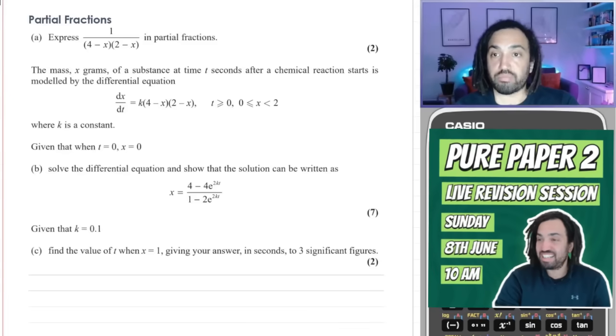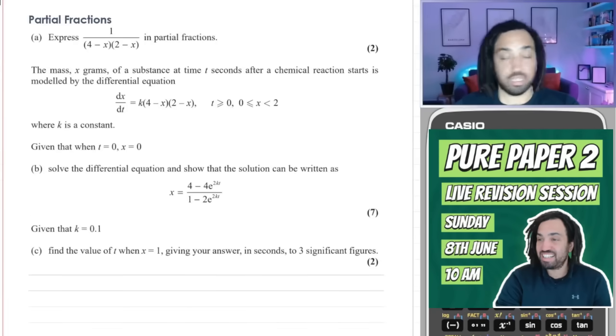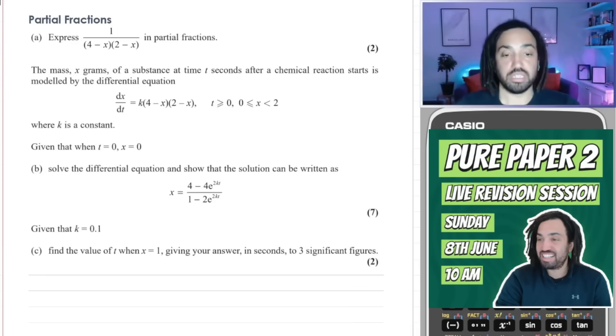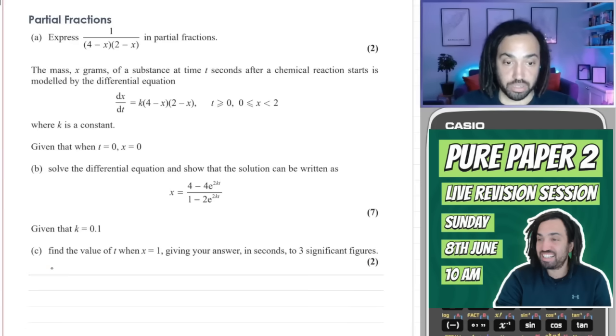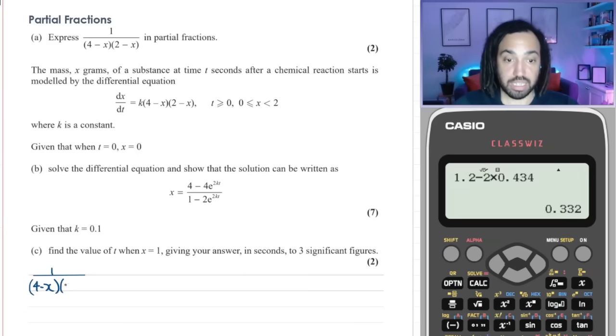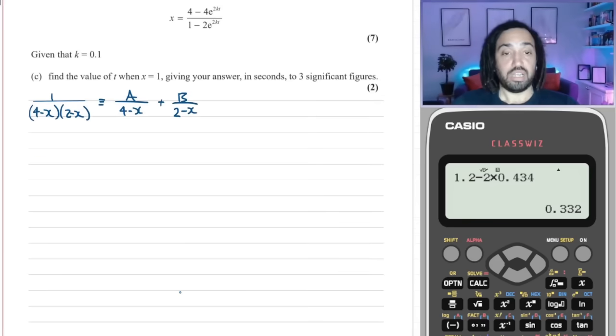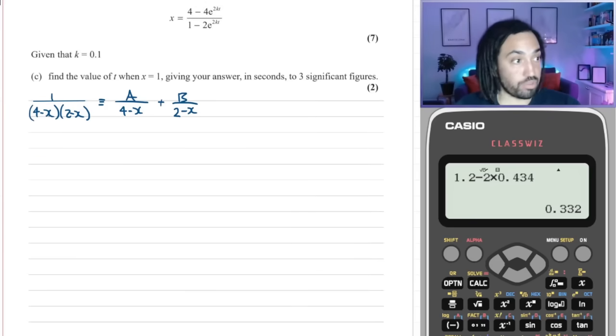Partial fractions, with a differential equation. Classic question this. Okay, let's do it. So 1 over 4 minus x and then 2 minus x. We're saying that is equivalent to a over 4 minus x plus b over 2 minus x, like so. And then what we do is we multiply through by the denominator.